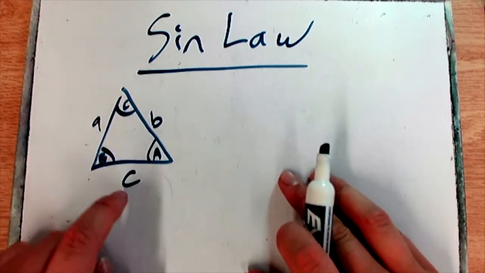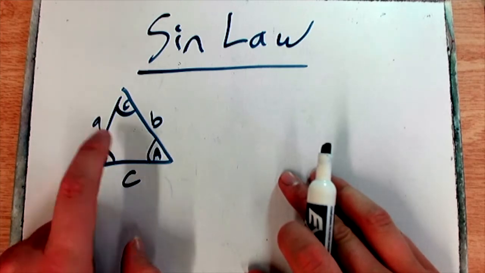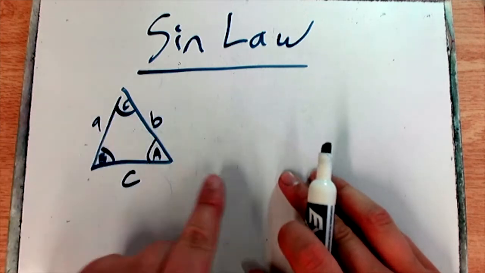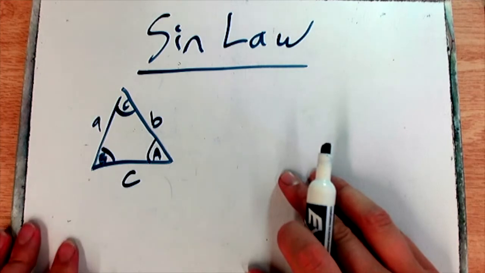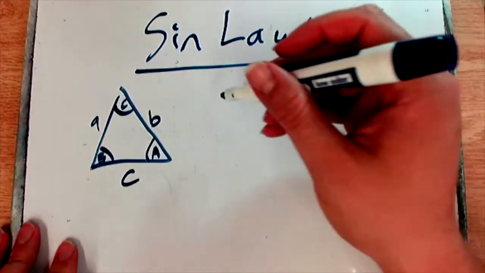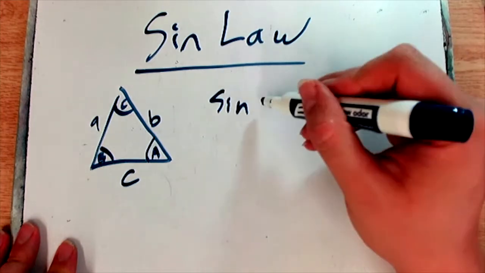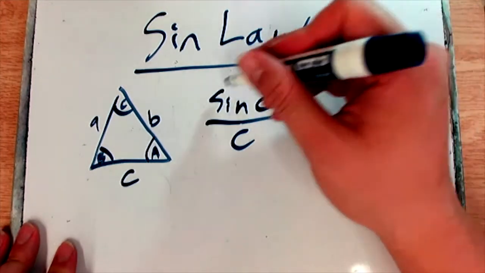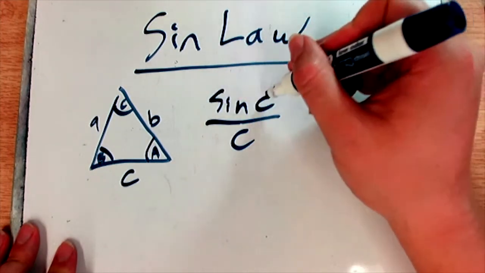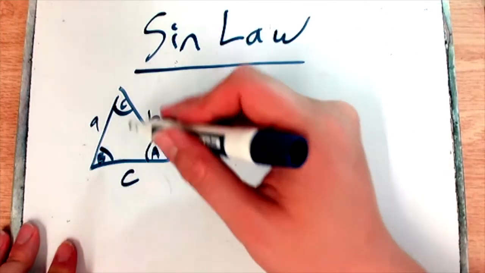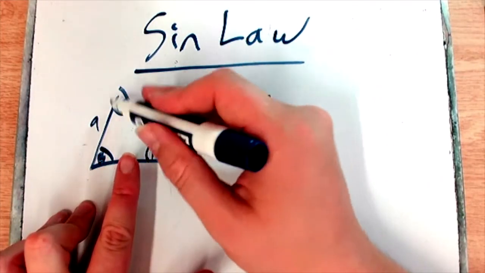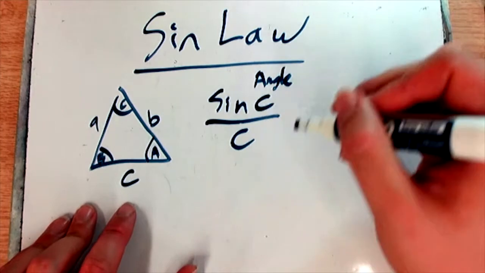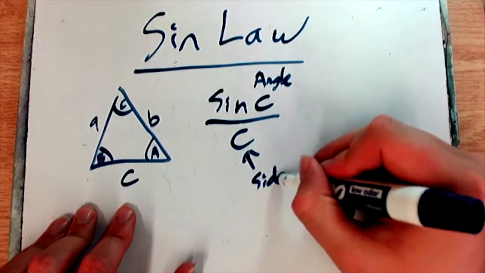So angle C is across from side C. Side A is across from angle A. Angle B is across from side B. It's all kind of connected here, right? Angle B, side B. Now, sine law says sine of whatever angle, let's say C, over side C, and this is a length. So this would be like on your calculator, we just did that, sine of C. You push sine of the angle here, not the side length, over the length, which is the side length.